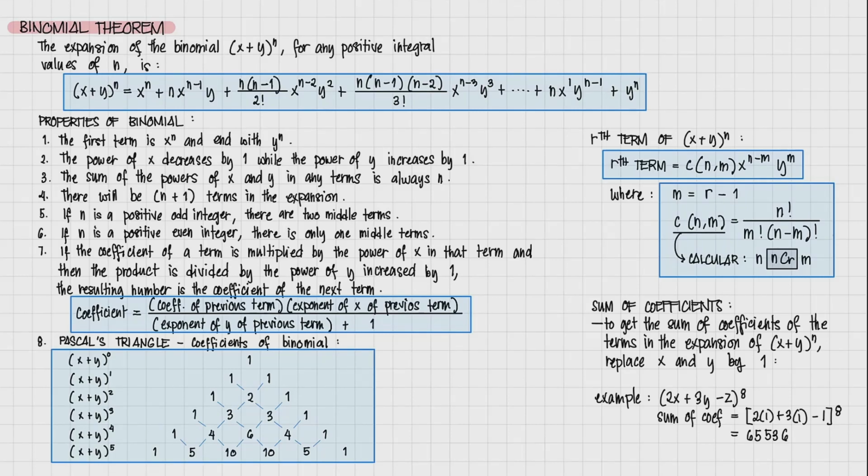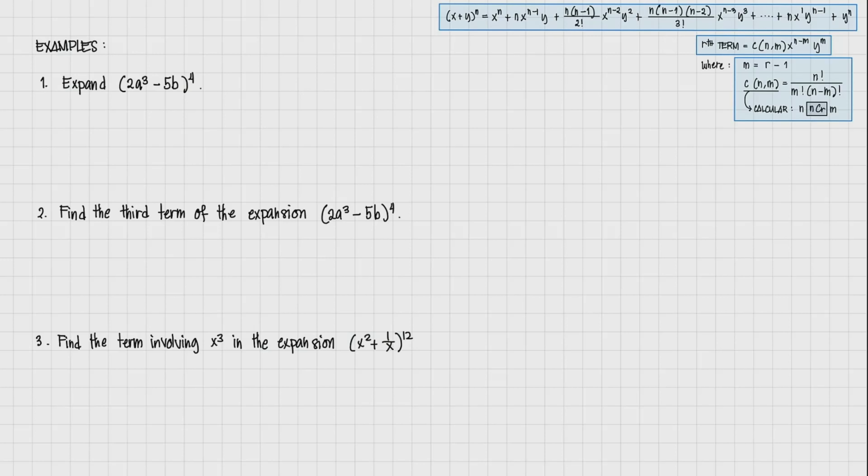So we have an example right here. Actually, this is a trinomial. So you have 2x plus 3y minus z raised to 8. Diba? To solve for the sum of the coefficients, you're just going to replace x and y by 1, as you can see, evident here. So we replace x by 1, y by 1, and z by 1. And then you solve this, you'd get the sum of the coefficients, which in this case is 65,536. Okay? So we'll proceed with the examples.